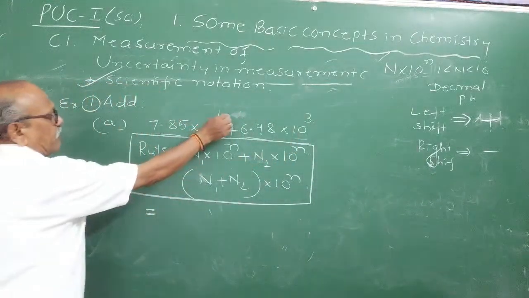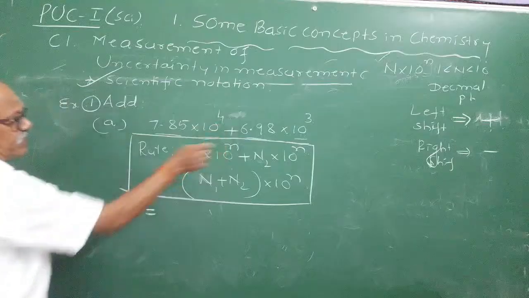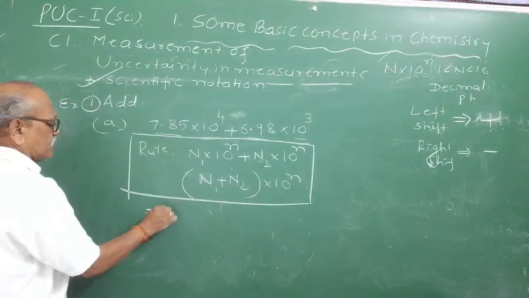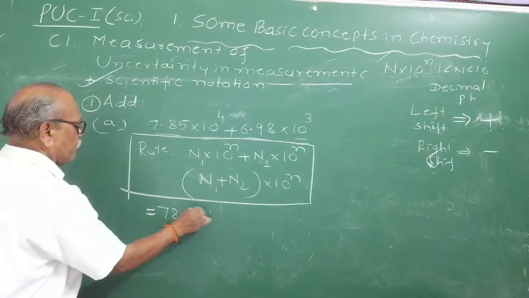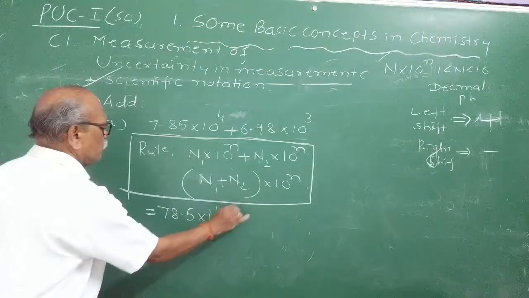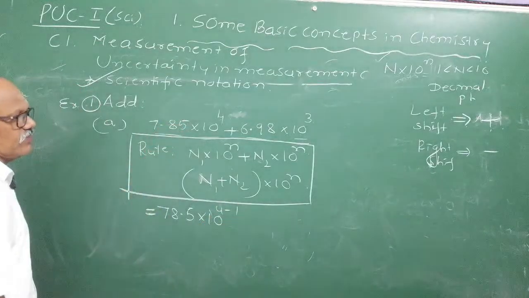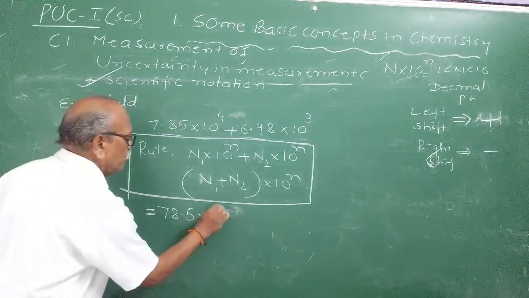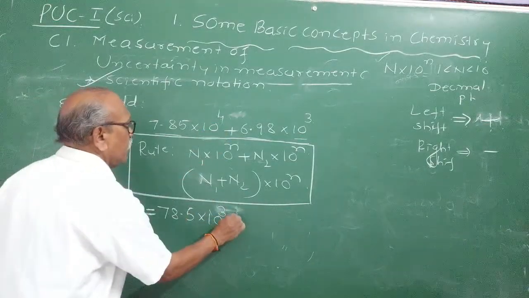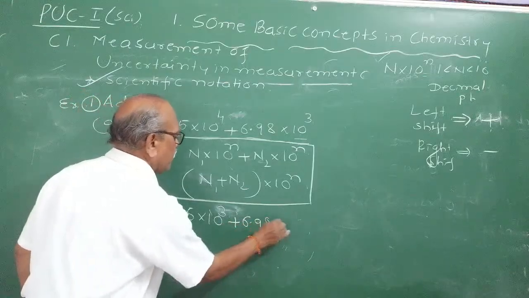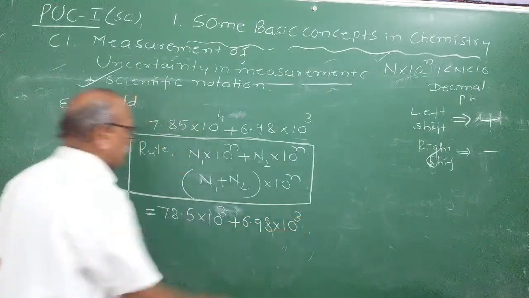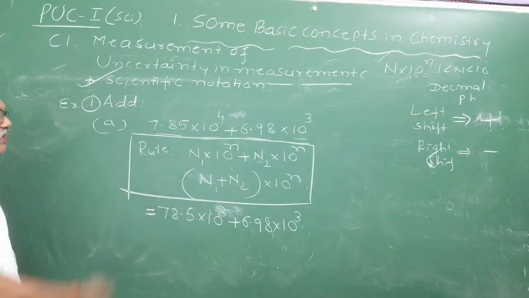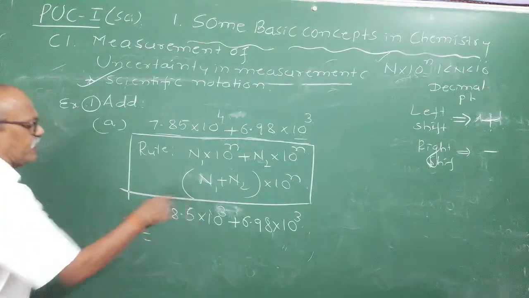To make it 10 raised to 4 minus 1, to subtract, what do you have to do? You have to shift to the right. What do you get here? You will get 78.5 into 10 raised to 4 minus 1. You shift it to the right. Right shift subtract. Then you get 4 minus 1 is 3, plus 6.98 into 10 raised to 3. You have made the power the same. Either you can make both of them 10 raised to 4 or both of them 10 raised to 3. Now you can take 10 raised to 3 common.